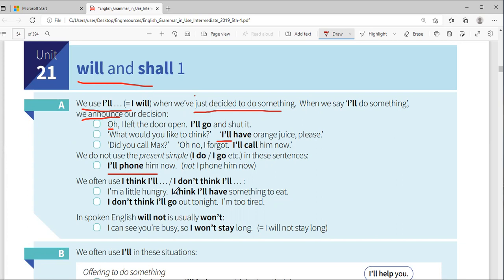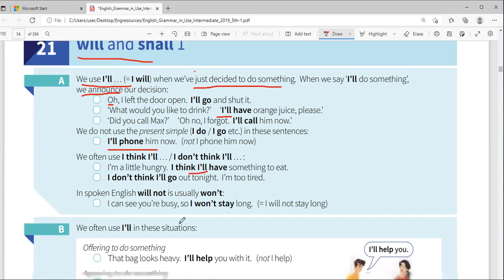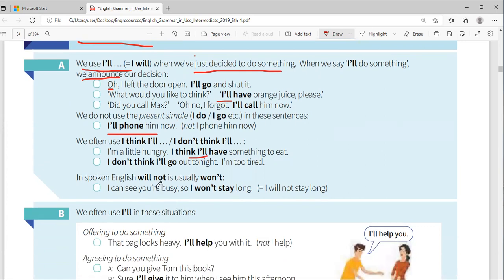So I'm a little hungry. "I think I'll have something to eat." So you are announcing a decision here. "I don't think I'll go out tonight. I'm too tired." Also, you're announcing a decision. In spoken English, "will not" is usually shortened to "won't." "I can see you're busy, so I won't stay long." I won't stay long. Negative: "I will not stay long."